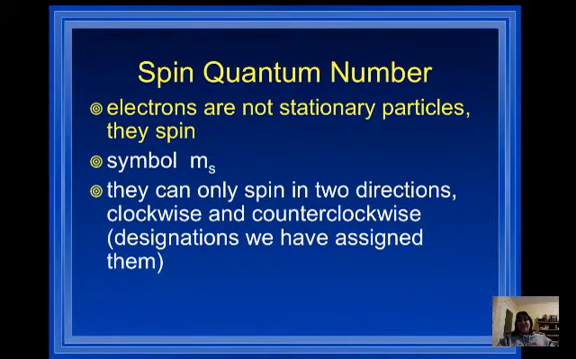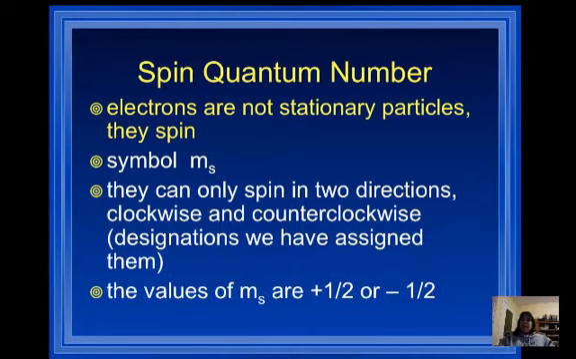We have assigned them, randomly, terms like clockwise and counterclockwise. They spin one way or they spin the other way. The values of m sub s have been randomly assigned by scientists. They're positive 1/2 or negative 1/2.